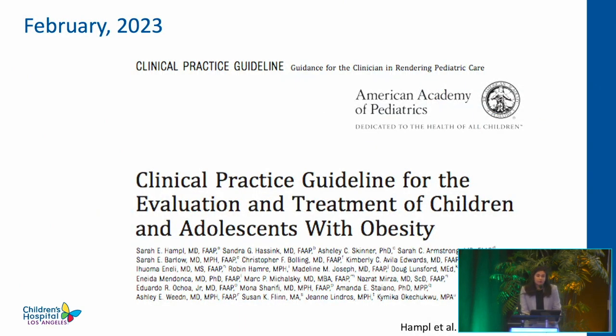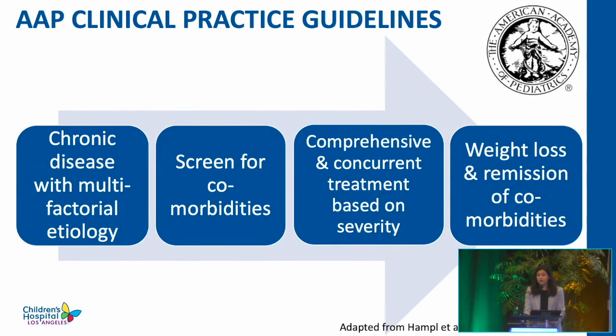So knowing that obesity is such a widespread problem and has lifelong implications for morbidity and mortality, the American Academy of Pediatrics revised their clinical practice guidelines on how to evaluate and treat children and adolescents with obesity in 2023. And this 100-page document is meant to provide guidance to primary care doctors and pediatricians on how to diagnose obesity, screen for comorbidities, and offer treatment in the outpatient setting. Some of the highlights of the guidelines are that we must recognize obesity as a chronic disease in and of itself.